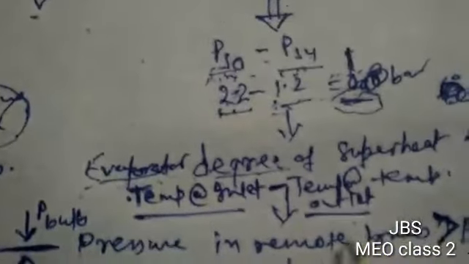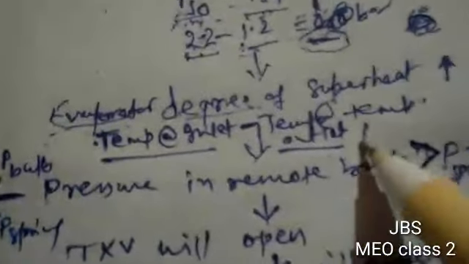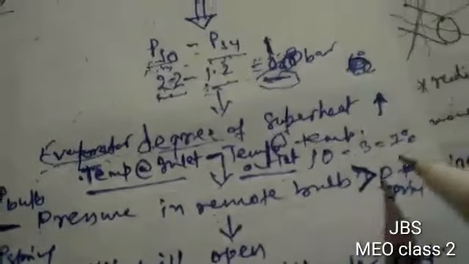Superheat, degree of superheat for the evaporator is how much? 10 minus 3 equal to 7 degrees C. Now this is not what we want. We want it to be 5 degrees C. Now let us see what will happen if it is 7 degrees C.